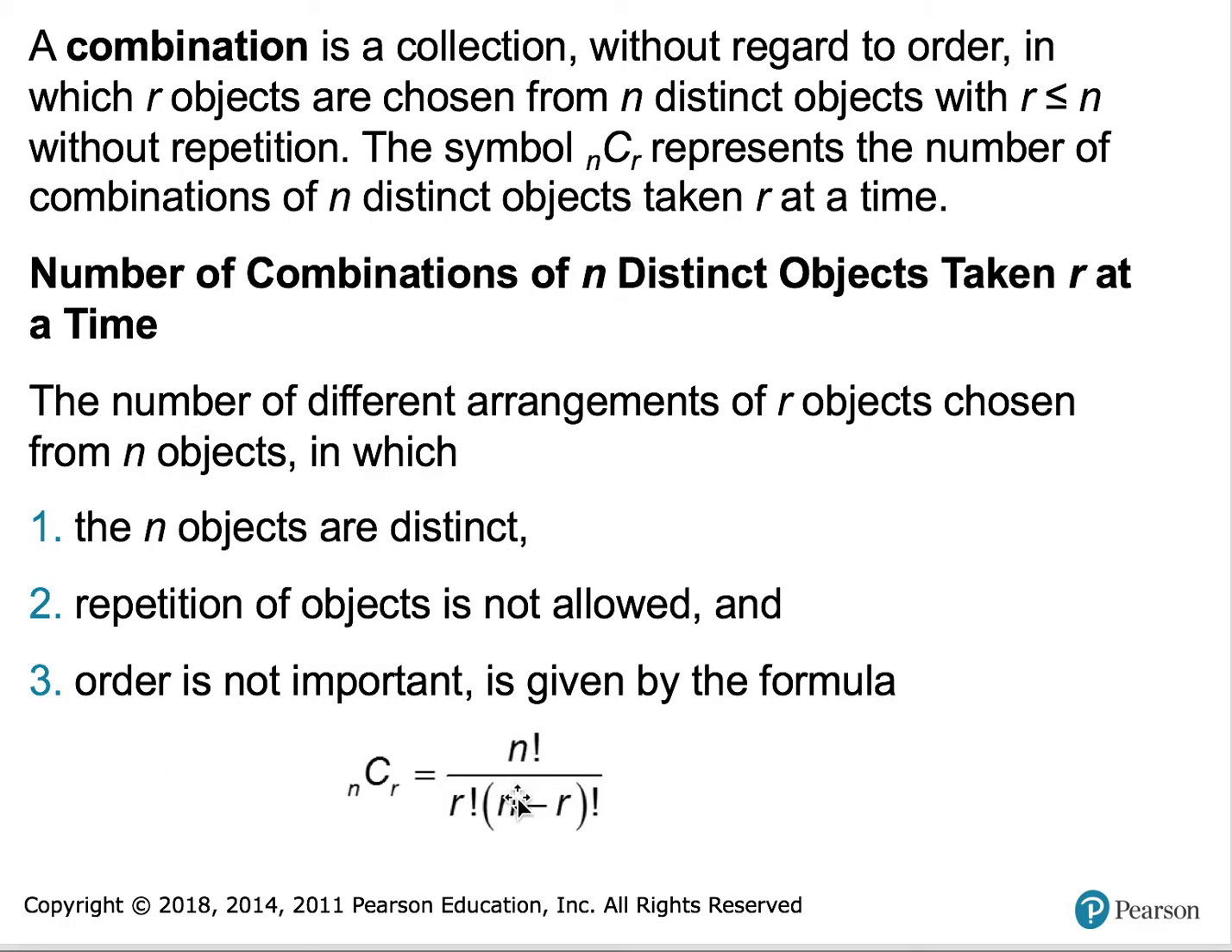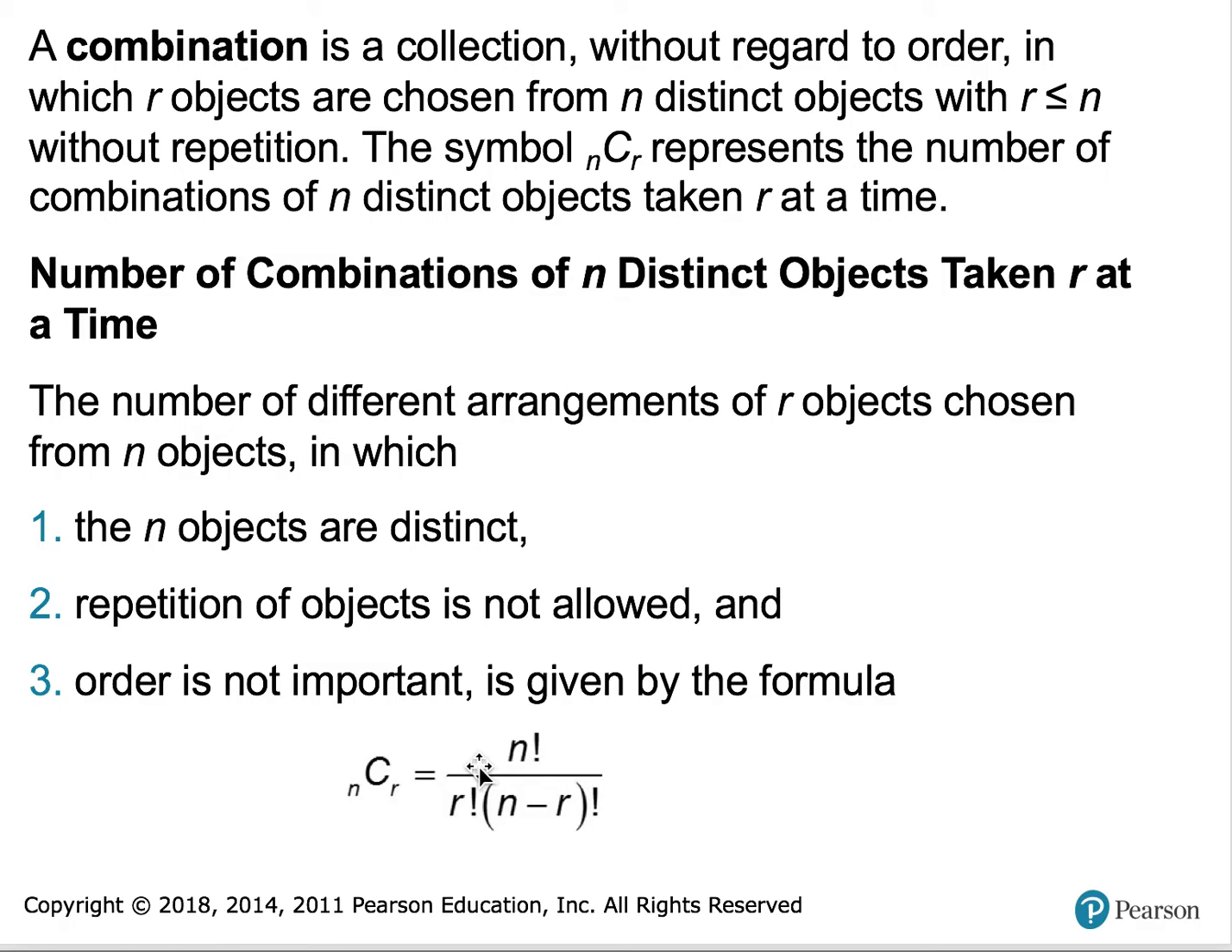Okay, so here's the exact same idea. There's got to be N different objects. Repetition's not allowed. Order is not important this time. Notice the formulas are similar, but not exact. But what we're interested in is I have that on my calculator.